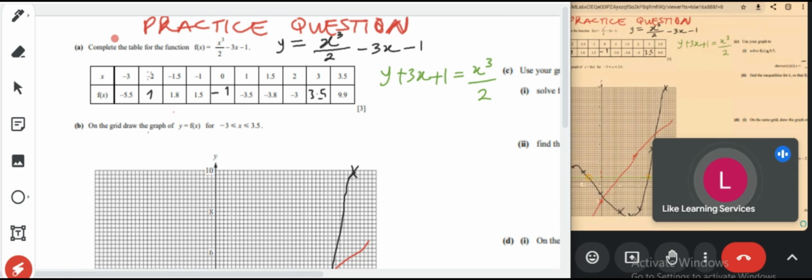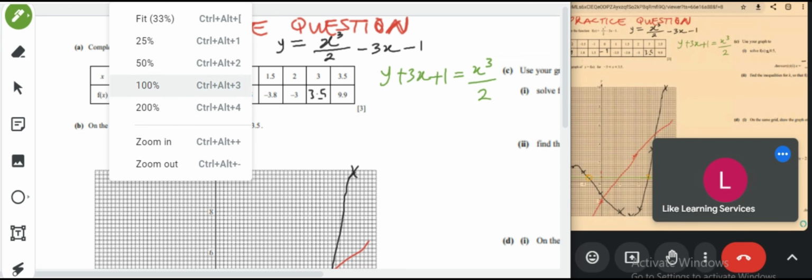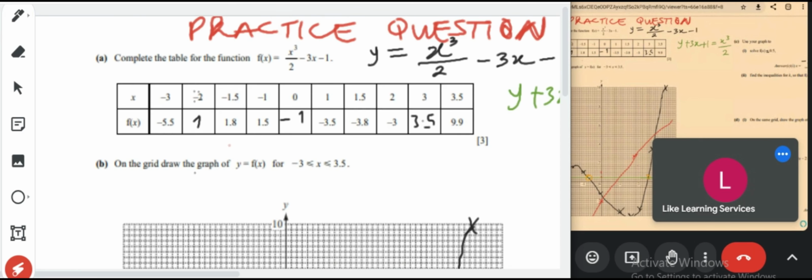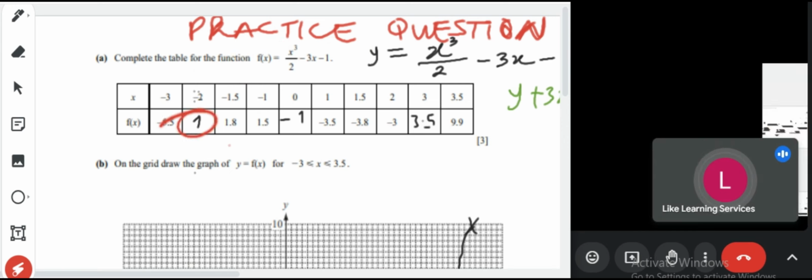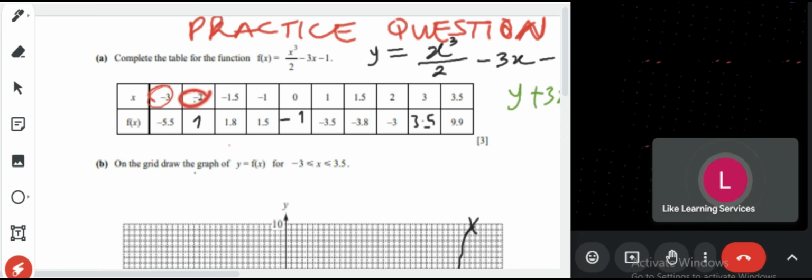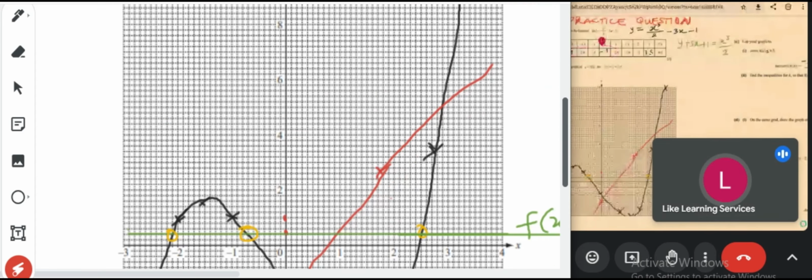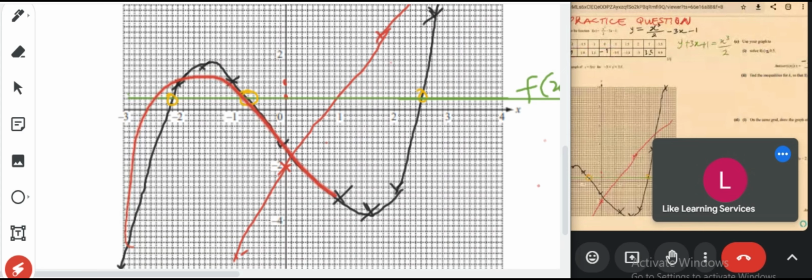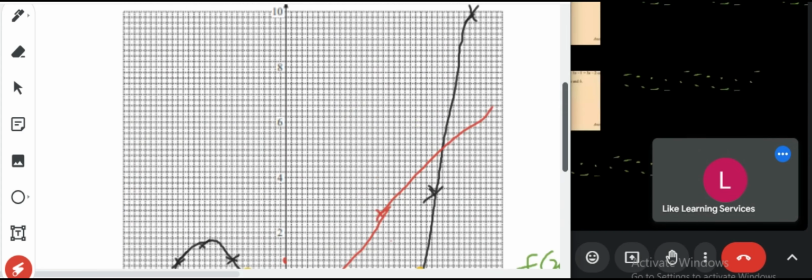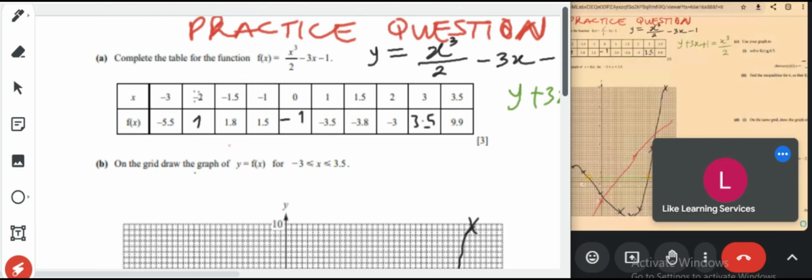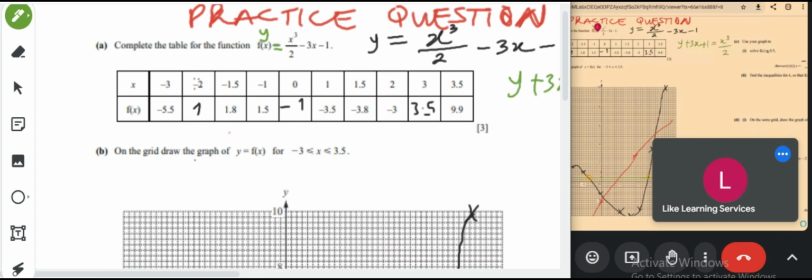So this is what you're given. You completed a table of values by substituting the values of x. You got all these, and then with that you plotted the graph. Okay, that is the graph of f of x equal to this. F of x means y. Okay, just a quick review. Equal to all of this.